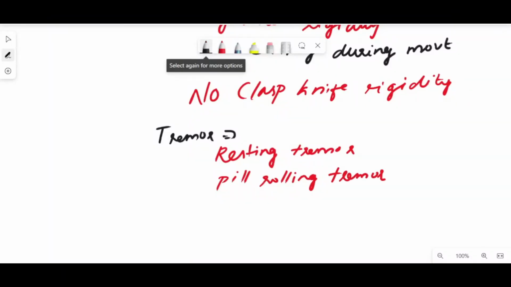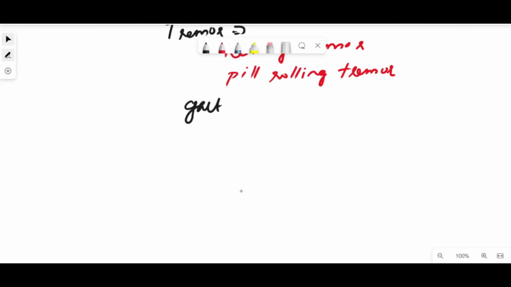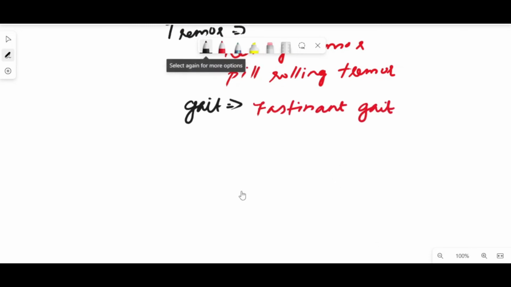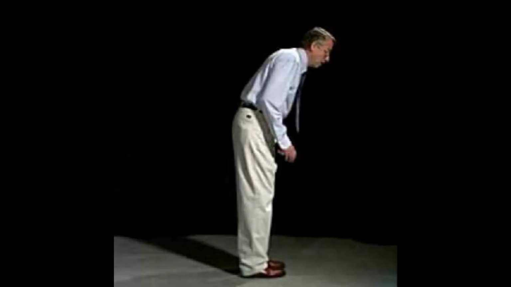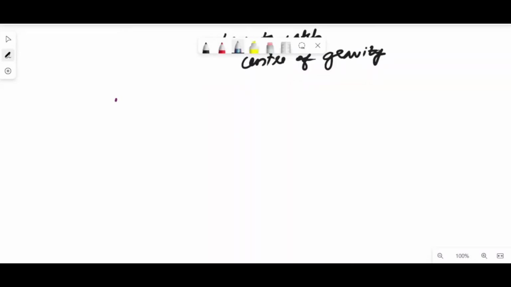Now about the gait in Parkinsonism. The gait is called festinant gait. That is, the patient will try to catch the center of gravity. In this picture, you can see the festinant type of gait. The patient is trying to catch the center of gravity, and there is a stooping posture.